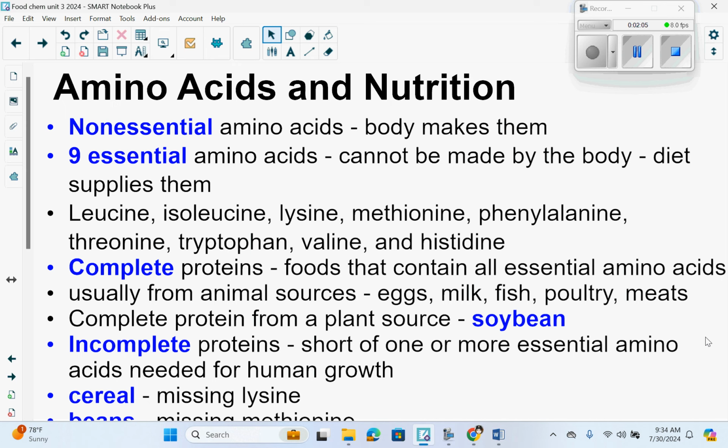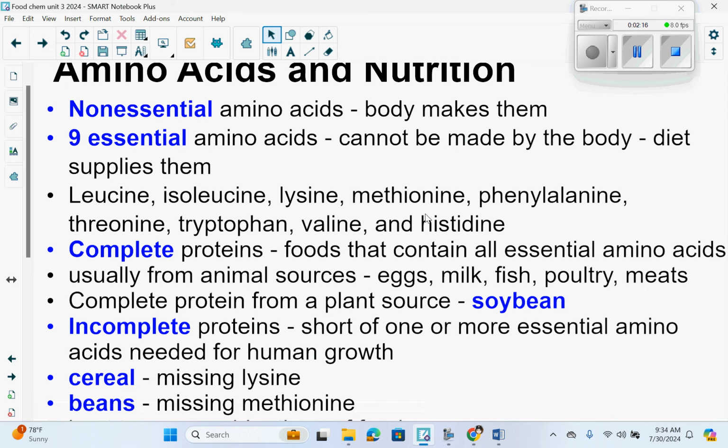Complete proteins are foods that contain all the essential amino acids. These are usually from animal sources like eggs, milk, fish, poultry, and meats. Complete proteins from a plant source would be something like a soybean.